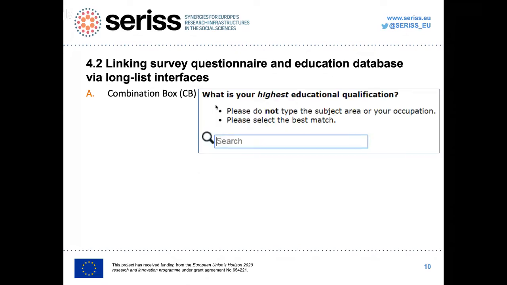It basically almost looks like an open question, but it also has this looking glass and the search watermark in the search field to signal to respondents that it's not an open question, but they're searching a database. We also have these instructions here to not type the subject area or occupation, because respondents otherwise tend to mess up these concepts quite a bit.